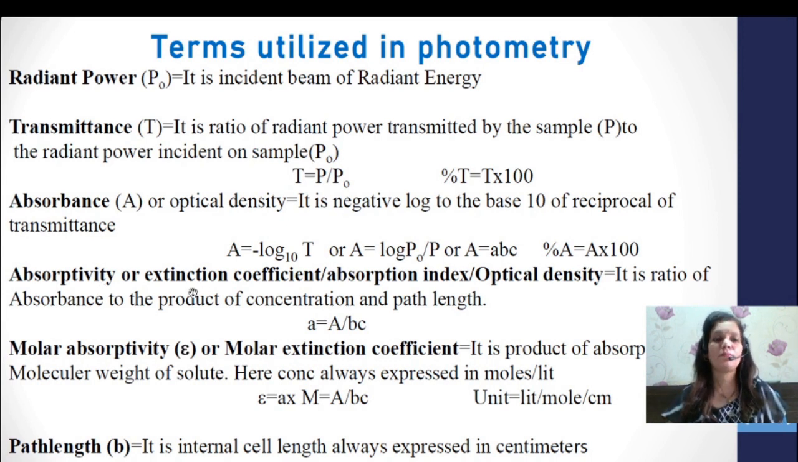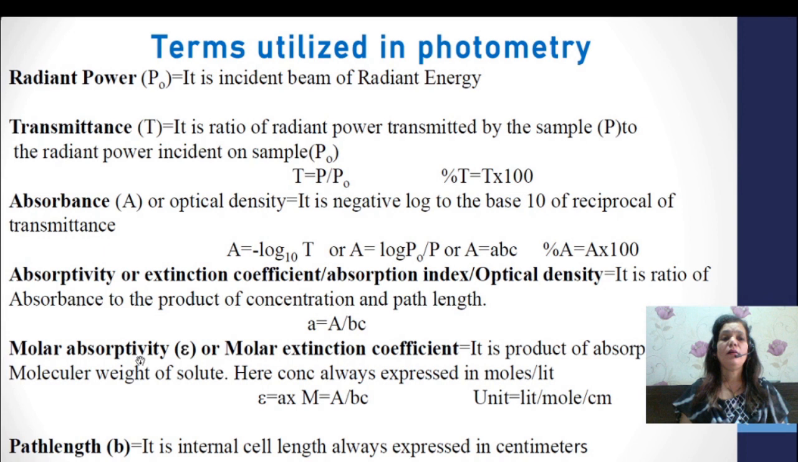Absorptivity or extinction coefficient, that is small a, which has been called extinction coefficient or absorption index or optical density. It is the ratio of absorbance to the product of concentration and path length. If we take from this equation, small a is the ratio of absorbance to the product of path length and concentration.